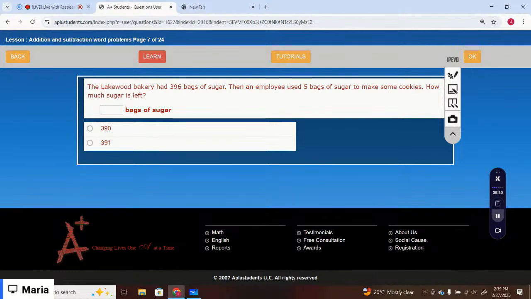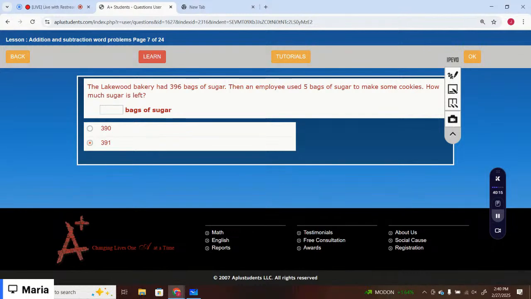The Lakewood Bakery had 396 bags of sugar. Then an employee used 5 bags of sugar to make some cookies. How much sugar is left? That is 391. So, okay, time is also finished. Okay, we are done with the lesson.